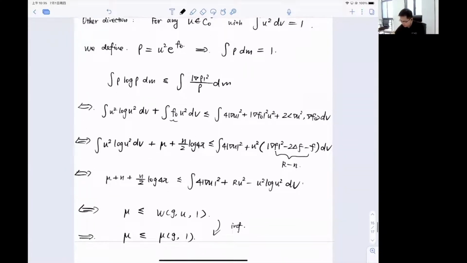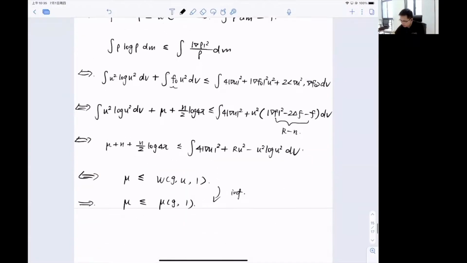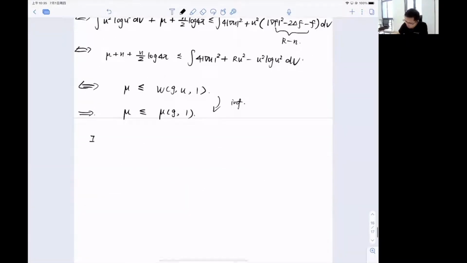So mu is less than or equal to mu_G1, and for the first part, we have proved that mu is greater than or equal to mu_G1. Combining those two, we have the identity we want. That is, mu_G1 is equal to mu. So this important identity has related the entropy defined on Ricci shrinker to the parabolic entropy.